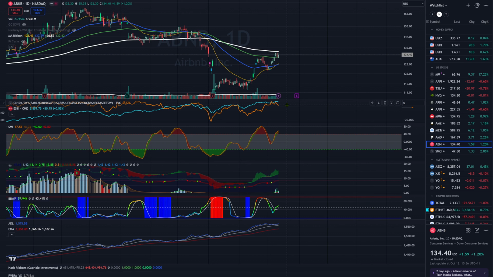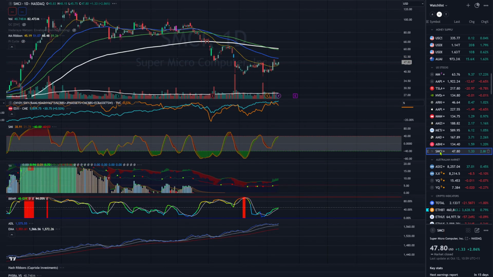Airbnb, interesting to see if that breaks the 200 EMA. Pretty decent level is the 155 mark. SMCI, meh. You'd think SMCI is basing here if Nvidia goes on a run again.